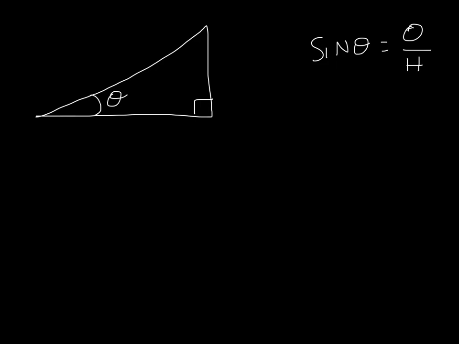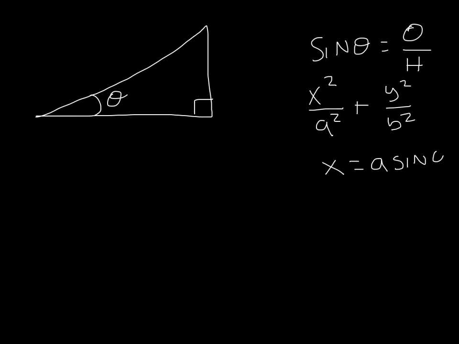Here's our theta. And we know that sine theta is equal to opposite over hypotenuse. We also know that an ellipse equation is x squared over a squared plus y squared over b squared. So initially our a squared was 16, so our a would be 4. So we know that x equals a sine theta, which is x equals 4 sine theta.